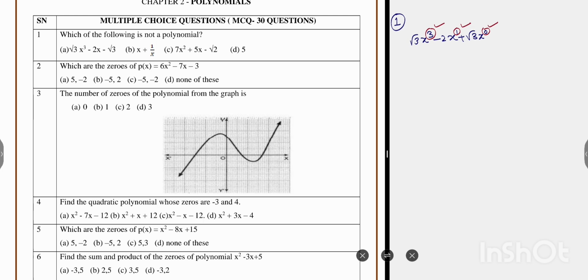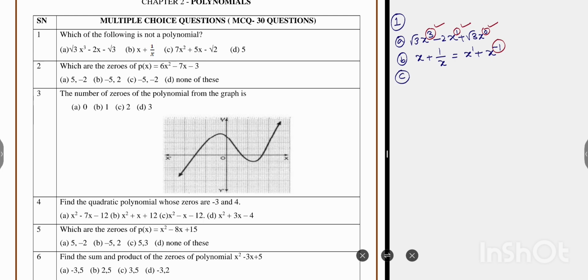But when you see option B, in option B we have like this: x plus 1 by x. What is x plus 1 by x? x to the power of 1 plus x to the power of minus 1. Here you can observe clearly, here it is minus 1, exponent is minus 1. Since exponent is minus 1, it is not a polynomial. So no need to check other two also.